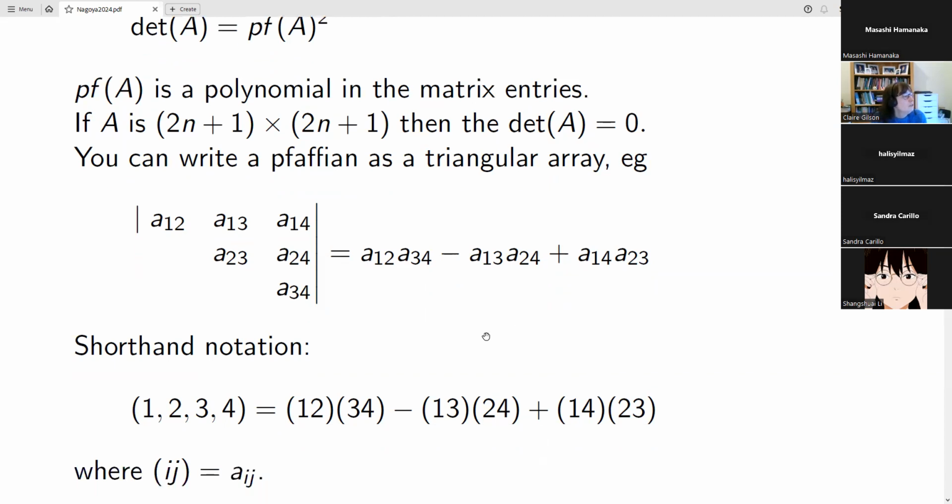I'm going to lose lots of shorthand notation, and so my shorthand notation says that I'm just going to label basically the rows and the columns. So if I say 1, 2, 3, 4, that represents these four entries here. So 1, 2 is just A12 from above.